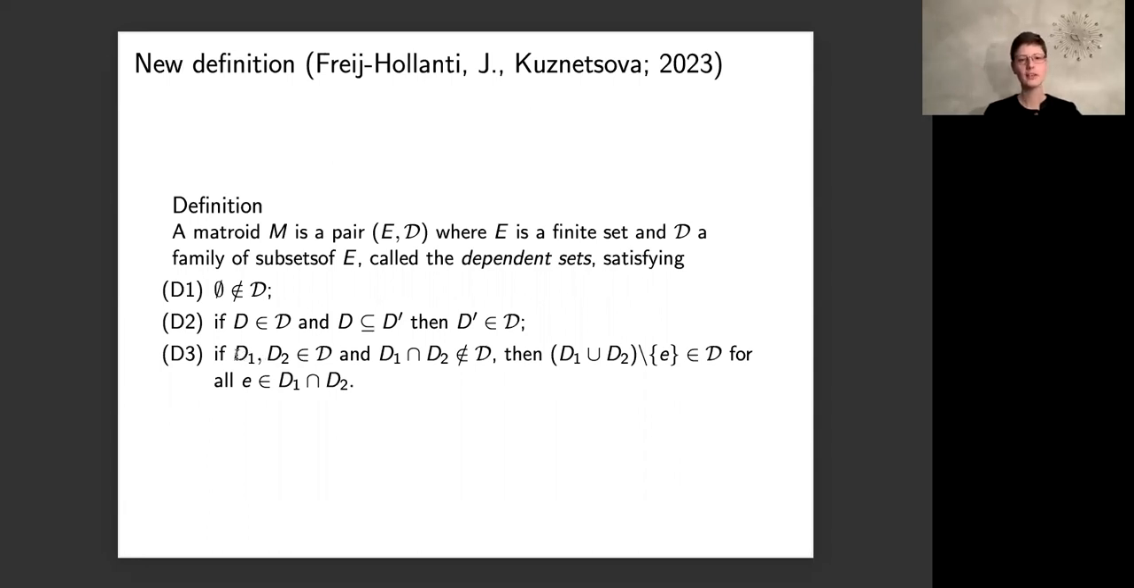And the third one says that if I have two dependent sets and their intersection is not dependent, then what can I do? I take their union and I pick out one element from the intersection. And this thing should also be dependent. And that holds for everything of the intersection that I can pick out.